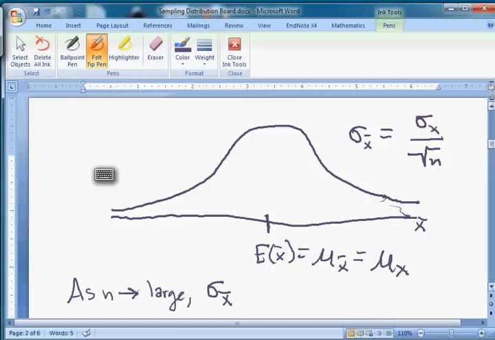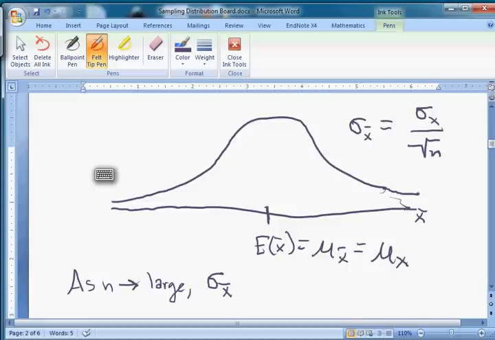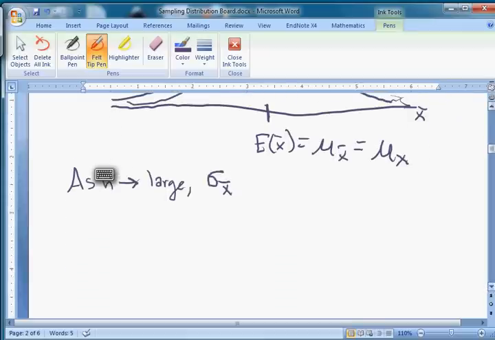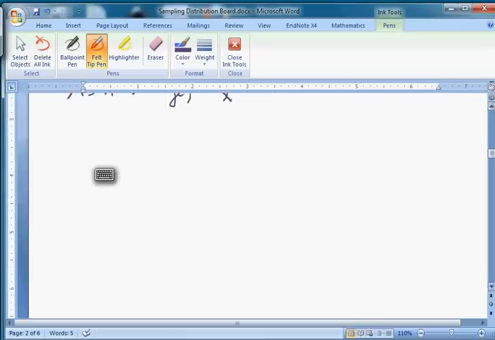For 10 people, it's going to be less normal and it's going to be more spread out. As n gets larger, the square root of n gets larger, this gets smaller, which means that this gets tighter and tighter, and it becomes more and more succinct and normal. Little by little, it gets tighter and tighter. So that is the beauty of sampling distributions. That's the beauty of the normal distribution, is that it comes up all the time because x bar is distributed normally.